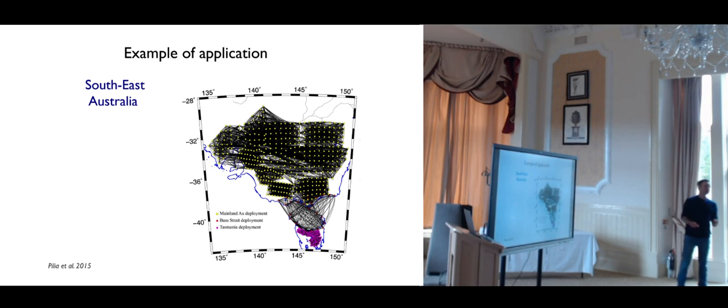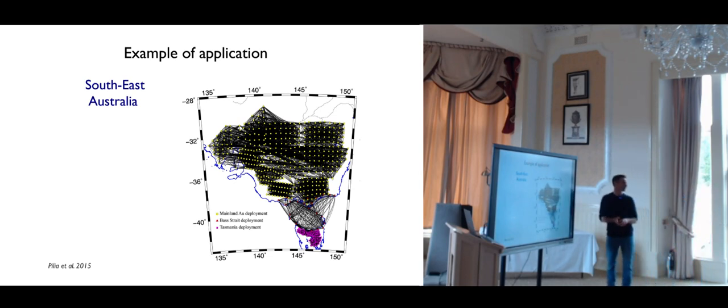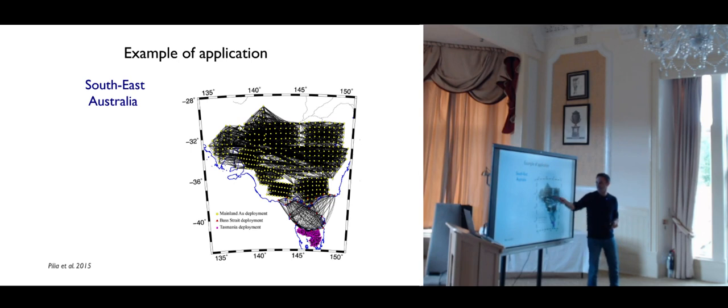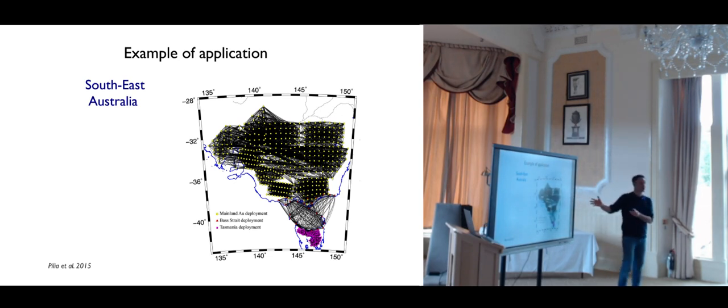Here is an application for ambient noise tomography in Southeast Australia, where we have 3 different data sets of very different resolutions. And this is, again, a design. So that was a question I had for Andrew. Here, the design is just a regular grid. But is the regular grid the optimal design for ambient noise tomography? I don't know. Yeah. But anyway, that's the data that we had.